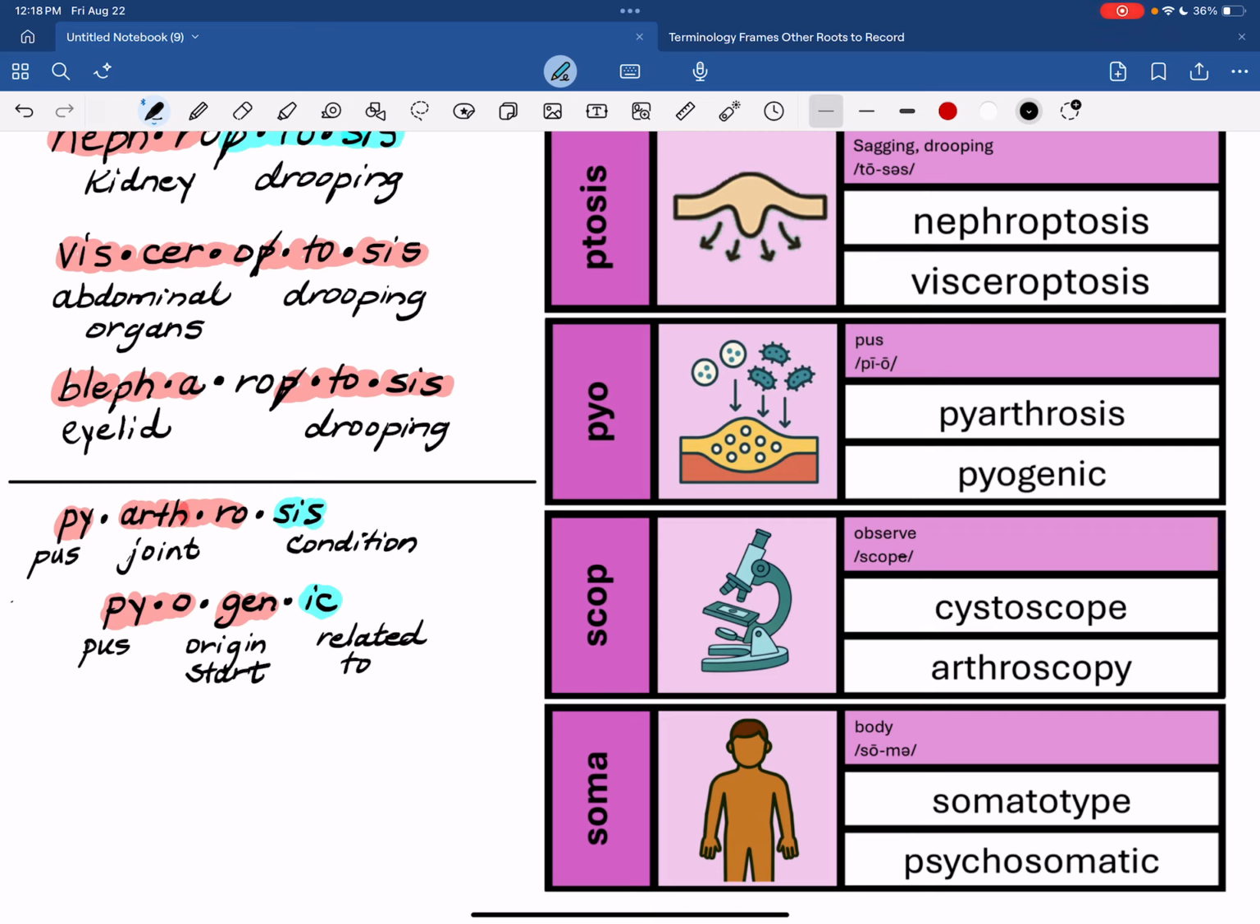This is an adjective that describes something that causes pus. When pyogenesis is occurring, there is infection somewhere. So let me see. Something that would be pyogenic could be a rusty nail. If you step on a rusty nail and you get an infection, that would become pyogenic. Wounds that are not properly cleaned and cared for, that's pyogenic.